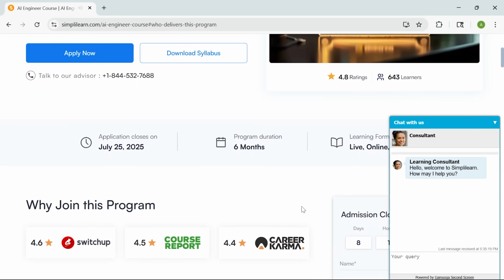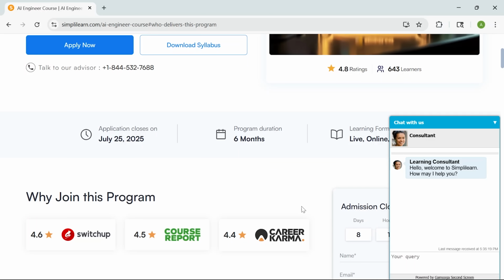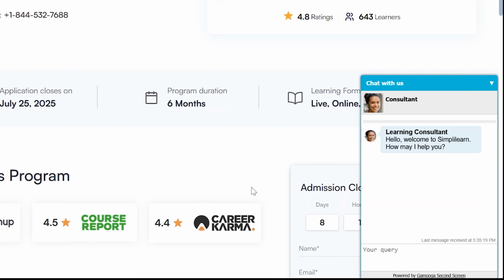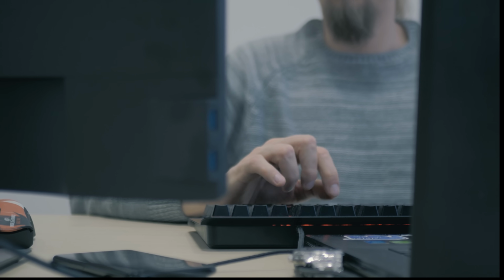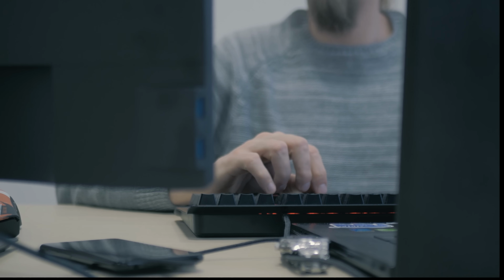And guys, the program isn't just about learning what AI is. It's about understanding how to use it and how to build with it. You also learn how to adapt it to real business and product scenarios. The whole program is structured to be as hands-on and real-world as possible.